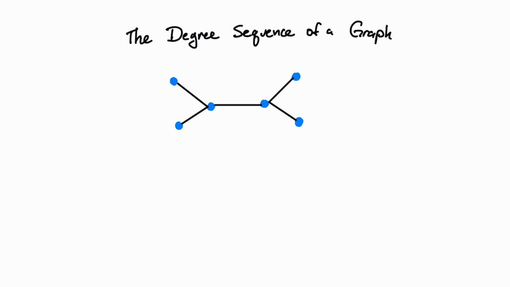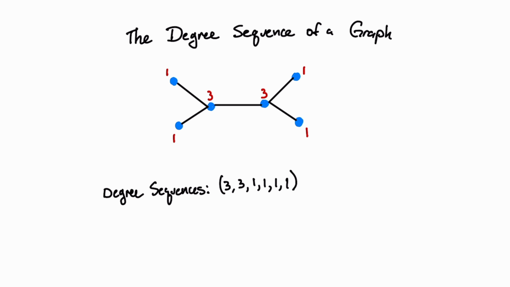So as I said before, the degree sequence of a graph is a list of all the degrees in the graph. Let's write down a degree sequence for this graph. I'll start by writing next to each node the degree of the node in red. So I can write down the degree sequence by listing out all of these different degrees. I could start with, for example, 3, followed by another 3, and then 4 ones. I'll put that whole thing in parentheses to indicate that it's a sequence.